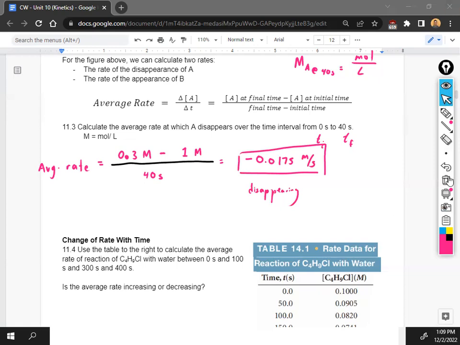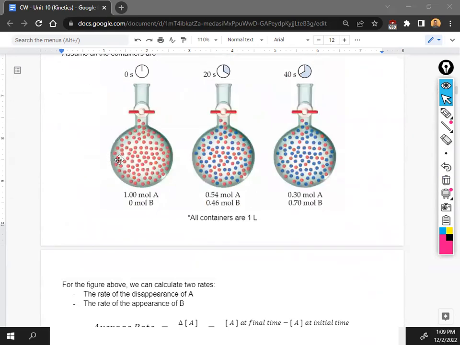If you take a look at the picture, here we have a certain concentration, right? 100% A, that's the concentration. And as we go over time, the concentration of A is disappearing, right? Exactly, it's being converted into B. And once A is converted, it's no longer A, right? So the concentration of A is going to go down. Here it looks like maybe around 54%. And then here it goes down to 30%. So the concentration keeps changing over time.